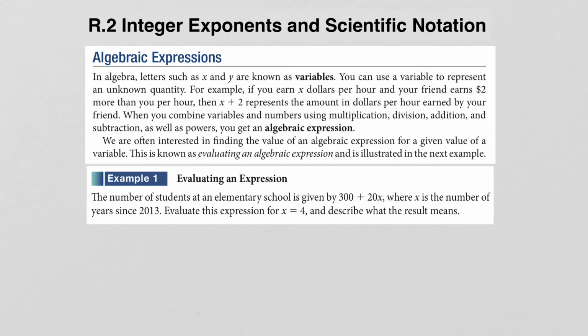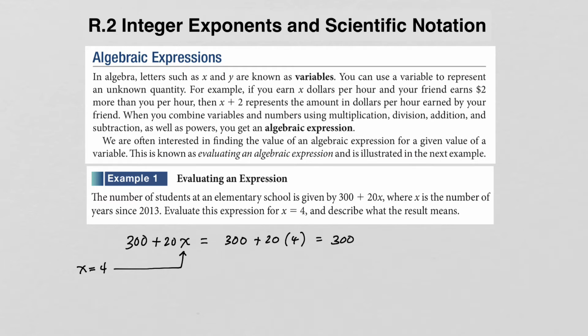So as an example, the number of students in an elementary school is given by 300 plus 20 times x, where x is the number of years since 2013. Evaluate this expression for x equals 4, and then describe what the result means. So the expression 300 plus 20 times x, if x is equal to 4, we're just going to substitute 4 in for x.